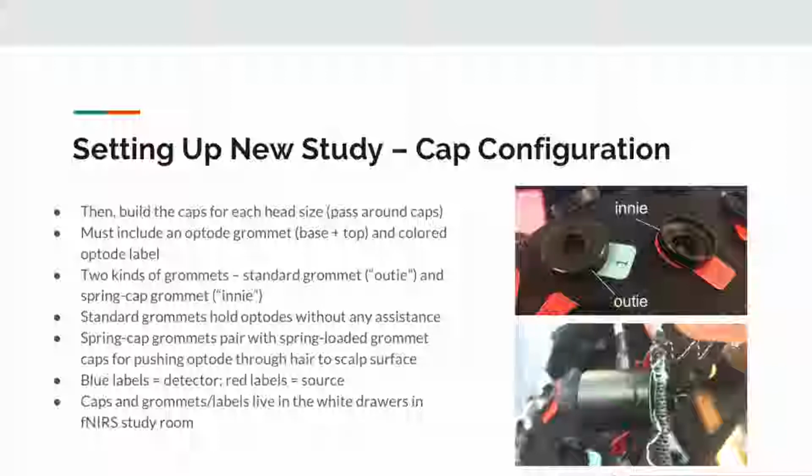Those springs help push optodes through the cap and through hair, making sure it's getting right to the scalp. We usually use the Audis on the forehead because they're faster to set up, and then we use the innies anywhere that there's hair on a participant's head. Again, blue labels mean detectors, red labels mean sources. And when you're building a cap, we have extra grommets and labels in the white drawers in the fNIRS study room.